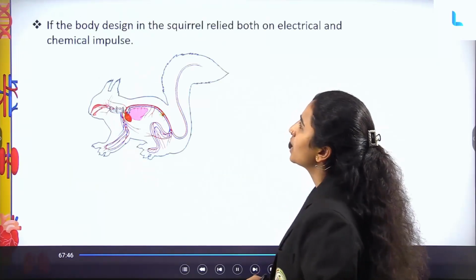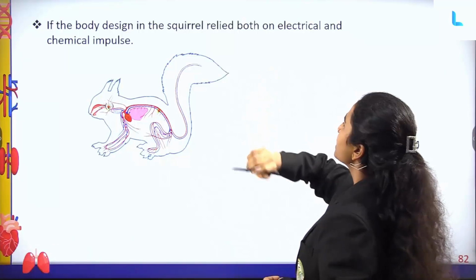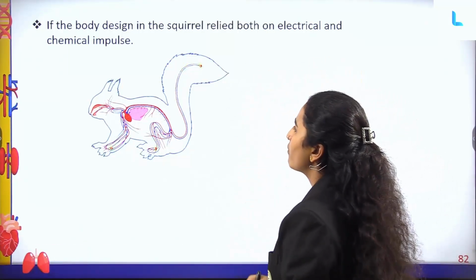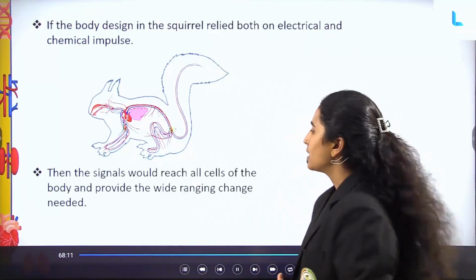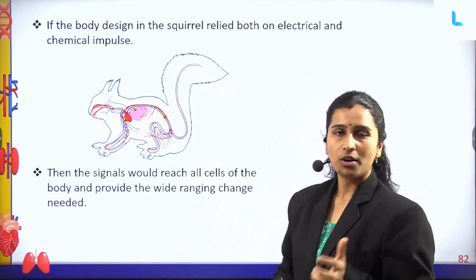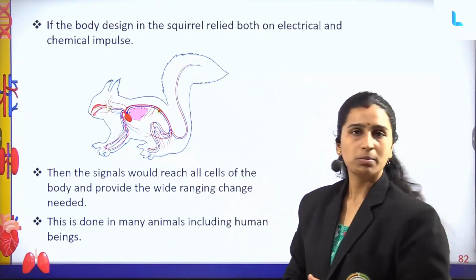But what if both are integrated together? If the body design of a squirrel relied on both electric and chemical impulses, it would be very quick because both reactions are taking place. Then signals would reach all cells of the body and provide the wide range of changes which are needed. This is done by many animals including human beings.